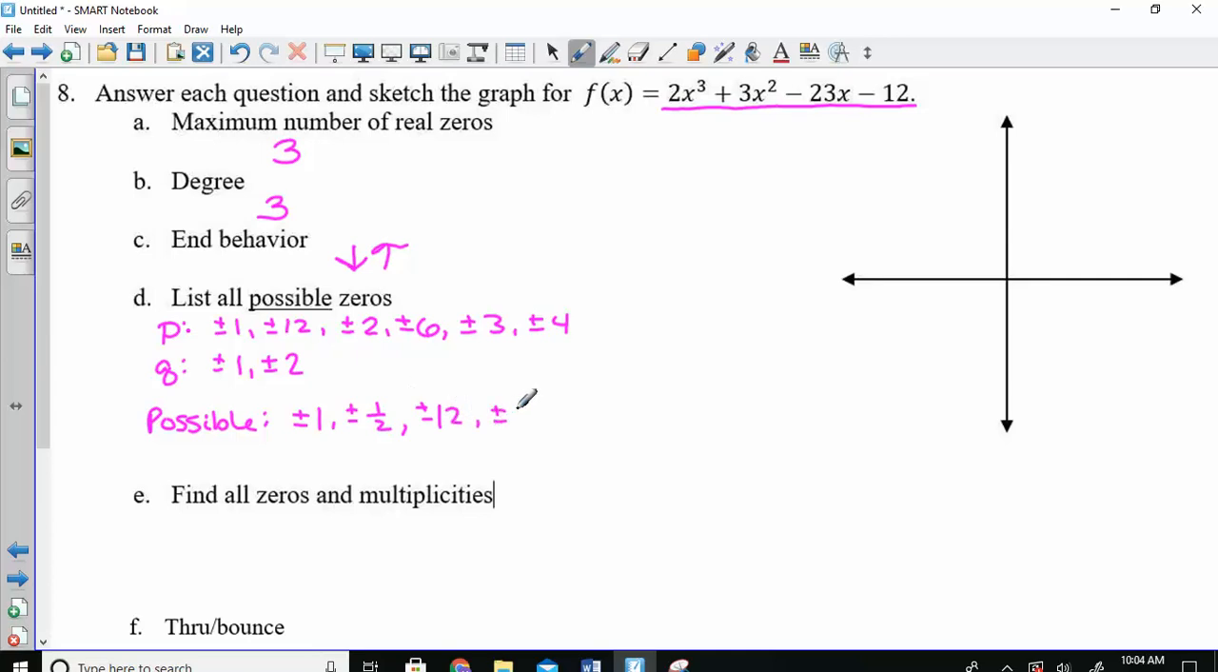12 over 1 is 12. 12 over 2 is 6. 2 over 1 is 2. 2 over 2 is 1, which I already have. 6 over 1 is 6. 6 over 2 is 3. 3 over 1 is 3, we've got that. 3 over 2. 4 over 1 is 4. And 4 over 2 is 2, which we already have.